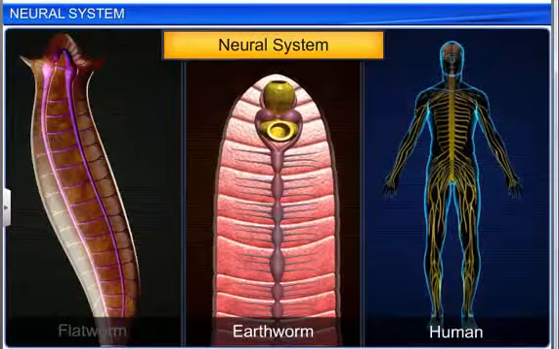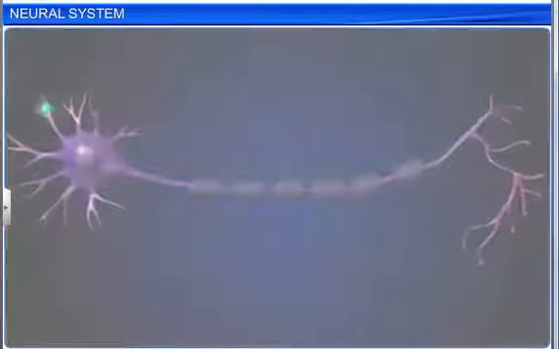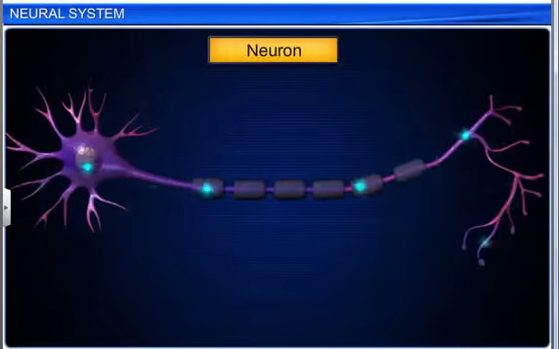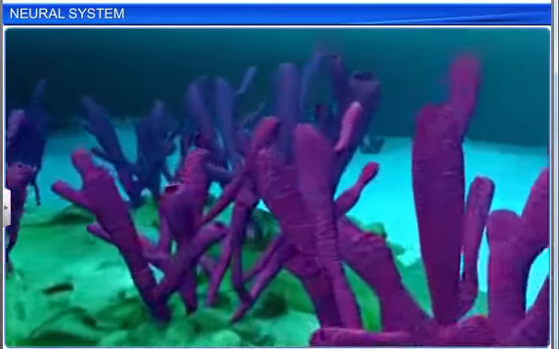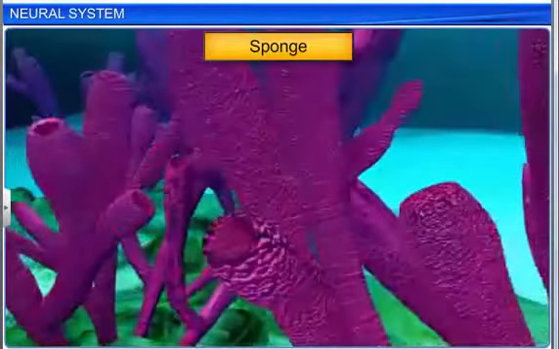All animals have a neural system that consists of highly specialized cells called neurons. These cells can perceive, receive, and transmit different kinds of stimuli. Hence, neurons are called the structural and functional units of the neural system. Neural organization varies from lower invertebrates to vertebrates. For example, neurons are absent in sponges.